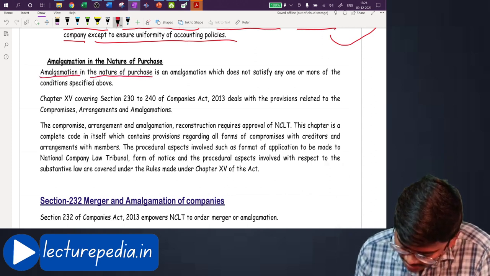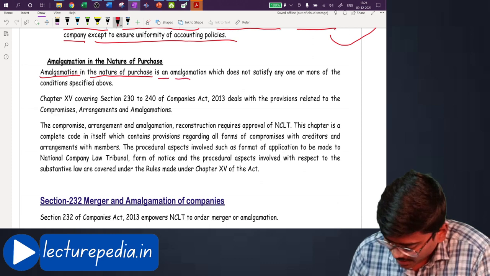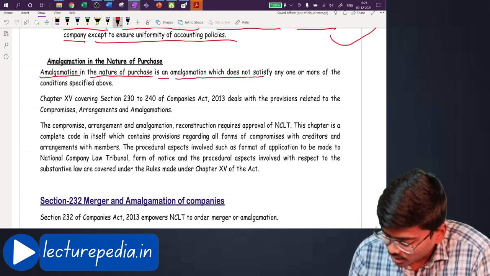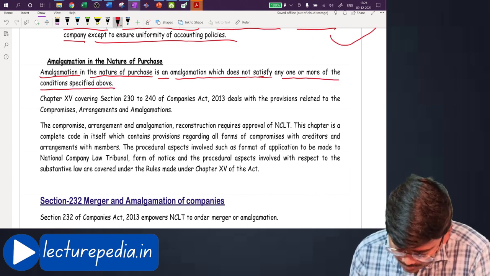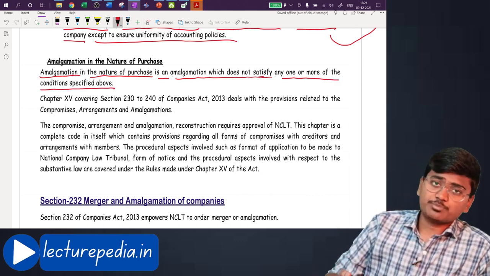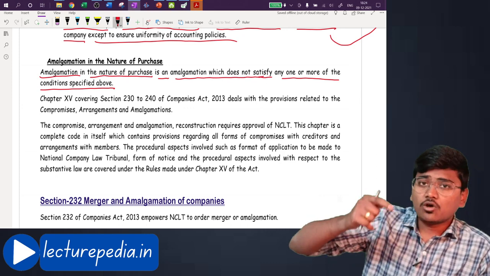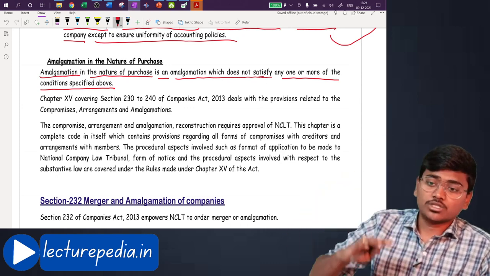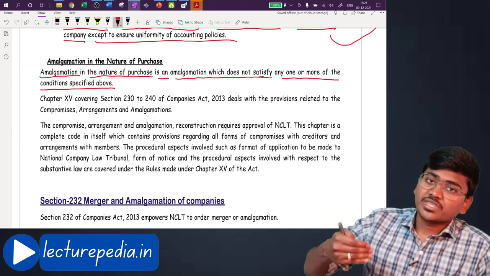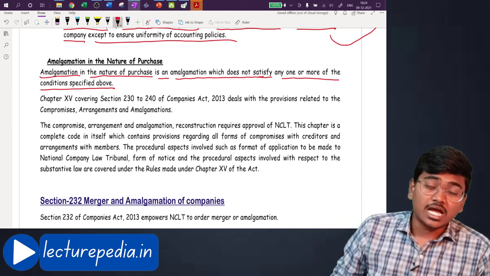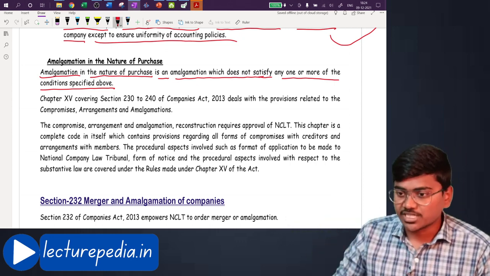Amalgamation in the nature of purchase is an amalgamation which does not satisfy any one or more of the conditions specified above. If amalgamation doesn't satisfy any one of the conditions specified above, that is, out of those 5 conditions, if any one condition is not satisfied, then such type of amalgamation will be amalgamation in the nature of purchase.